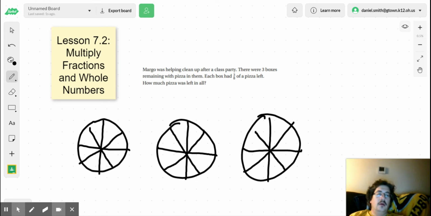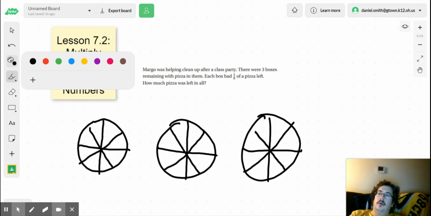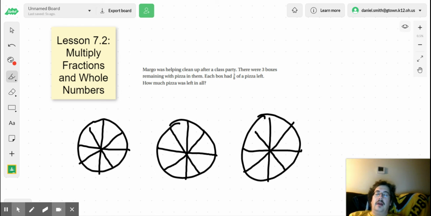All right. So I've cut each pizza into eighths. And now I'm going to shade in 3 out of those 8 slices for each pizza to show that each of the 3 remaining boxes of pizza contains 3/8 of a pizza left.